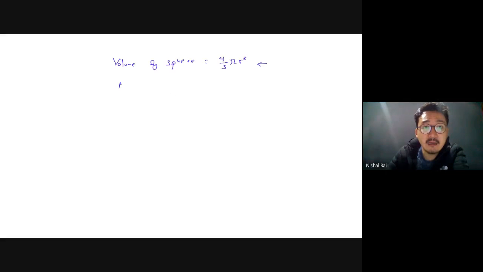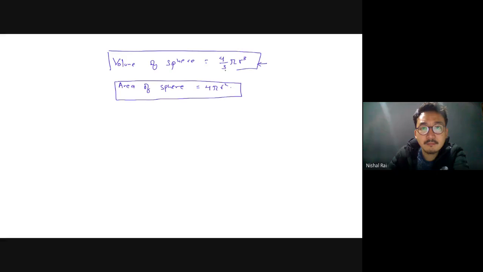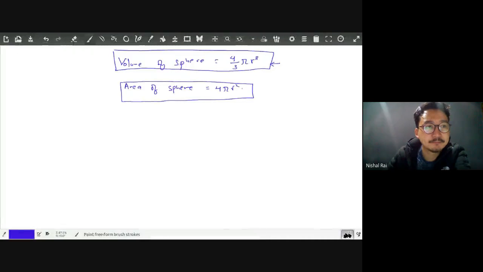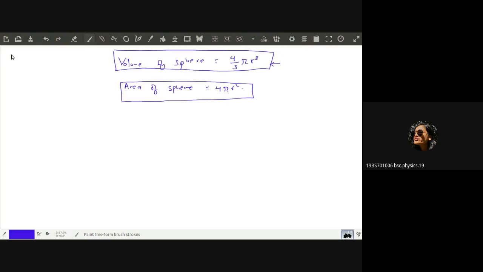And what is the area of a sphere? Is this the area of a sphere? Can you hear me, everyone? Are you able to hear me? 4 pi r square, sir. Area of a sphere, 4 pi r square.